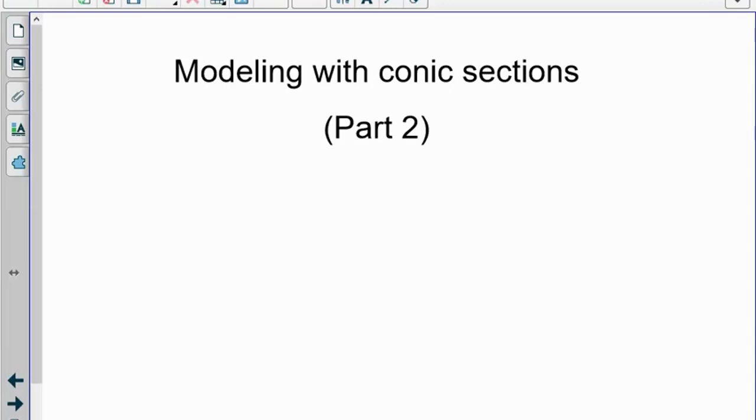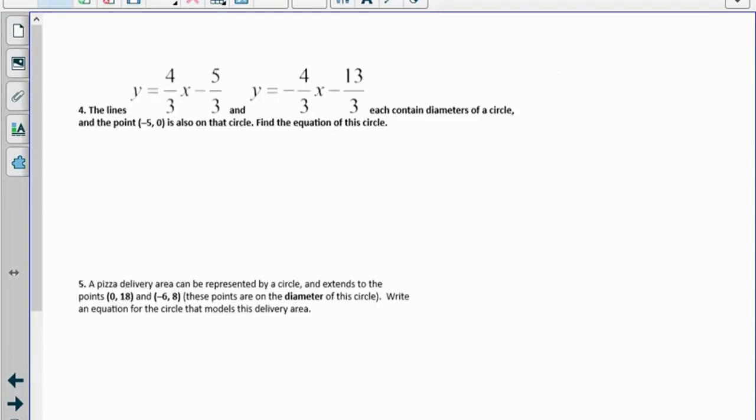The last video in the unit is modeling with conic sections part 2. So we'll do 3 more problems here.